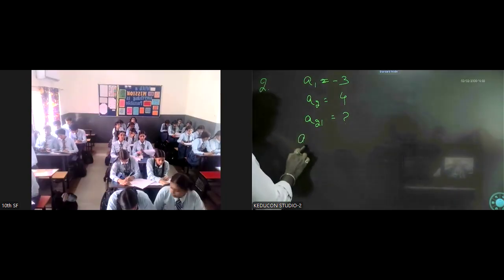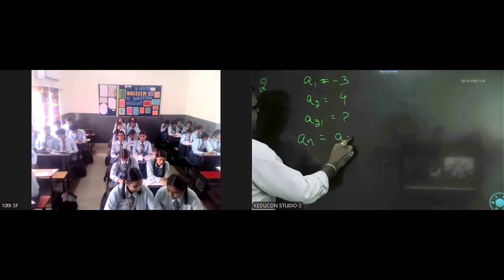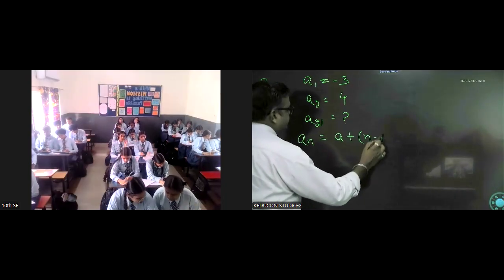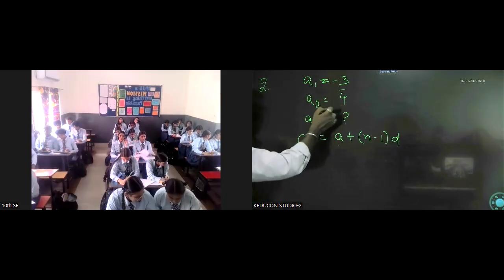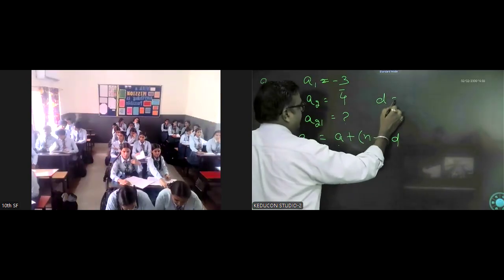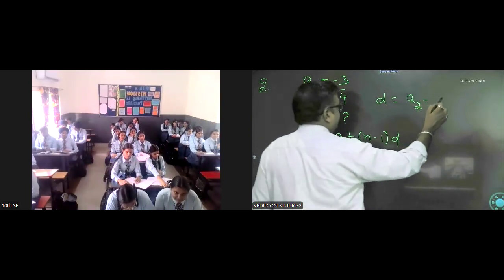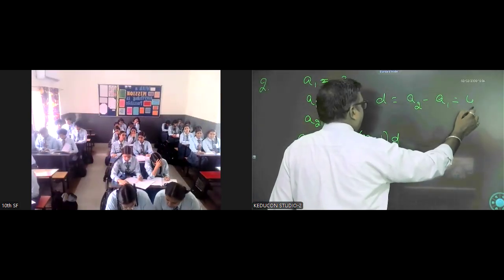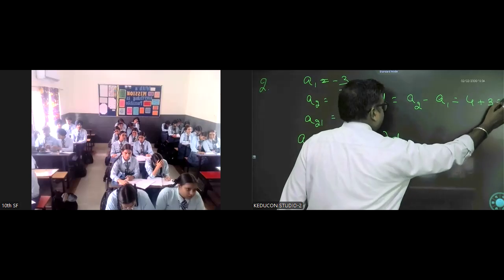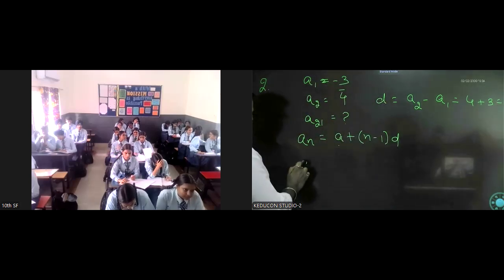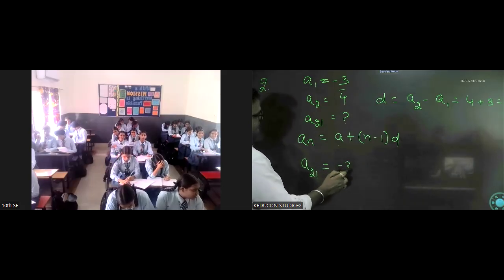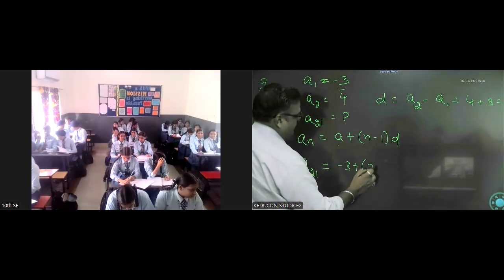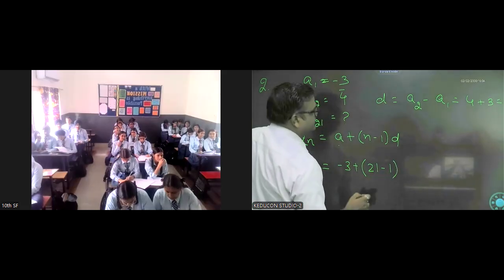Just formula में value put करनी है बेटा, formula लगाना है आपको, an equal to a plus (n minus 1) into d. यहाँ पे a भी given है, a is minus 3, d you can find out a2 minus a1. What will be d? 4 minus minus 3, that is 7. So put the values, n is 21, a is minus 3, plus (21 minus 1) into d, d is 7.